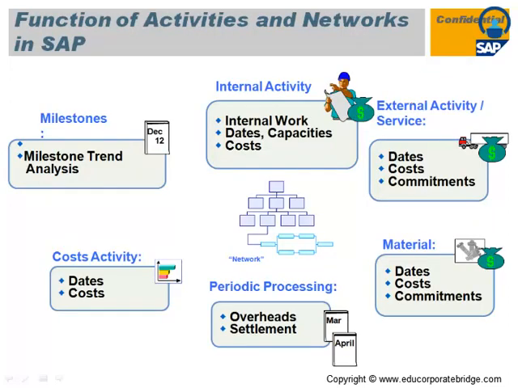This is the function of the activities and the network in SAP. As I told you earlier, there are four kinds of activity: internal, external, service, and general cost activity. The internal activity captures your date, capacity, and cost, specifically for internal cost, that is your in-house labor or in-house machinery cost. If you want to capture that, it is done through the internal activity.